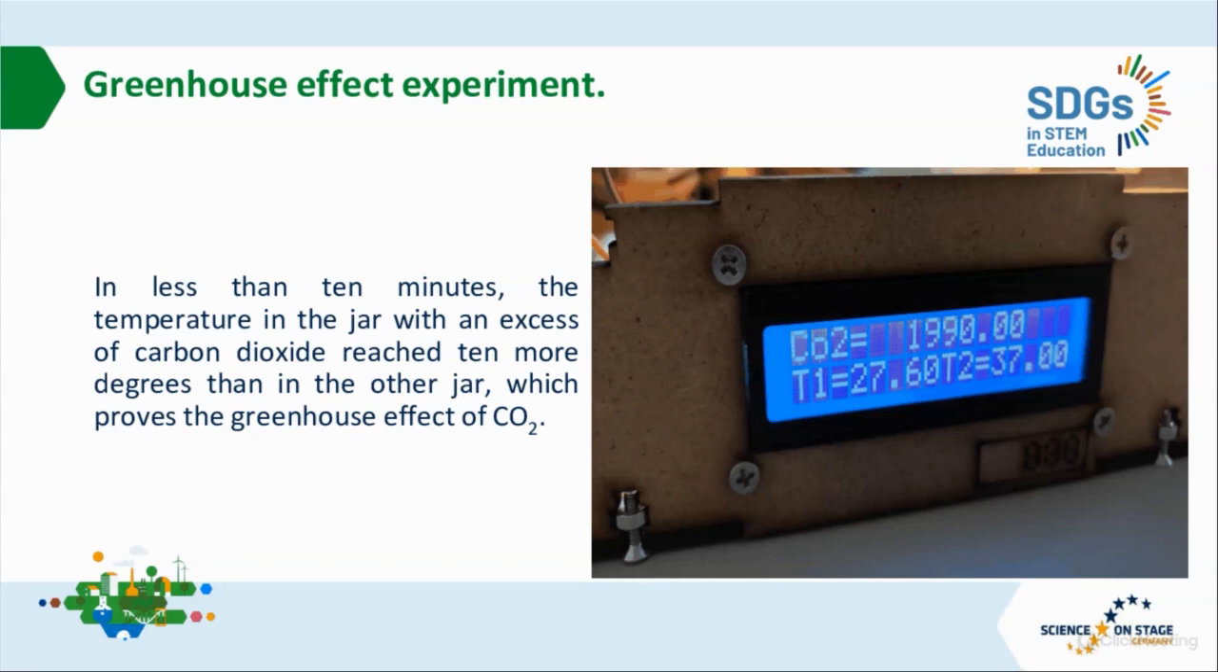As you can see in this image, we got 27.6 in the one without carbon dioxide and 37, which is almost 10 degrees higher, in the jar where the chemical reaction was carried out. And like I said, the amount of carbon dioxide that we reached was around 2,000 parts per million, while at first in the air it's around 400. So it increases a lot with a very small amount of chemicals.